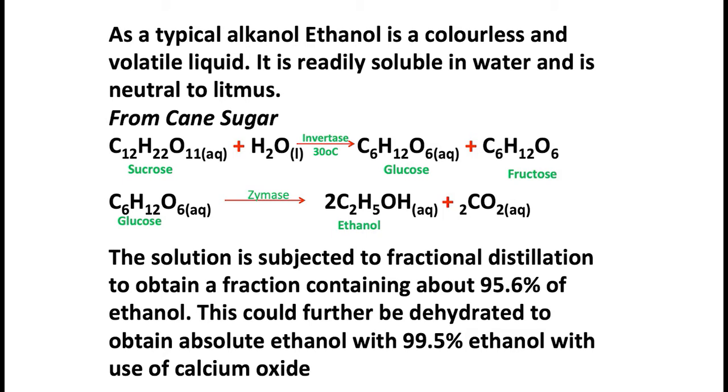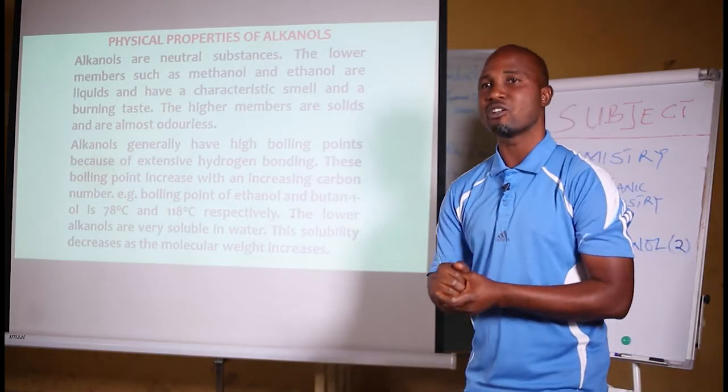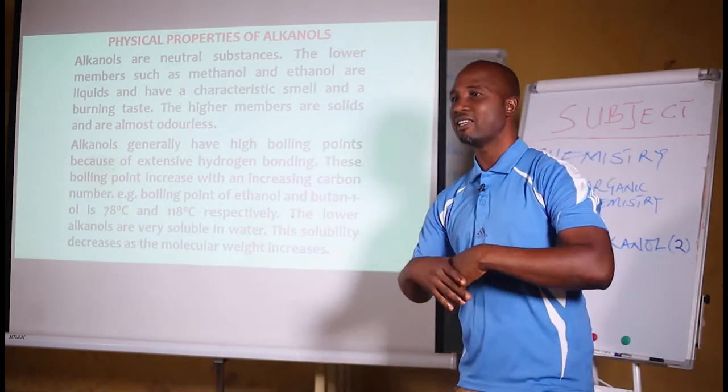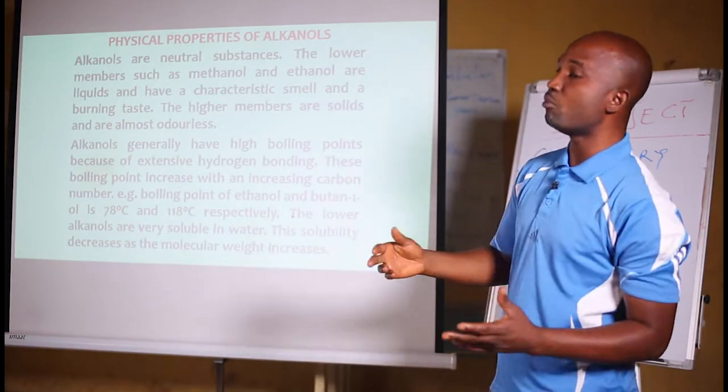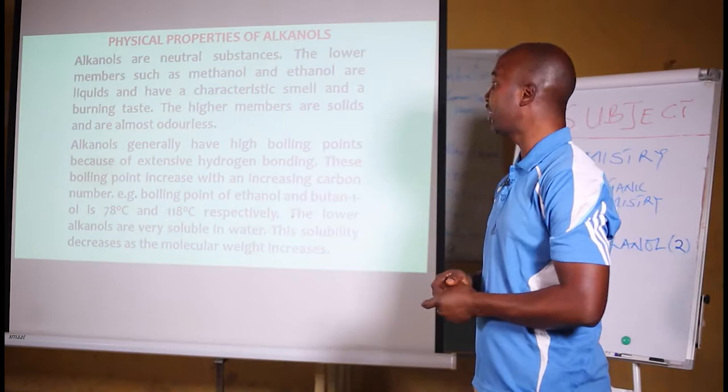Like I said earlier on, the solution is subjected to fractional distillation to obtain a fraction containing about 95.6% of ethanol. This could further be dehydrated with calcium oxide to obtain absolute ethanol of 99.5% purity. So this is so far how we can prepare ethanol in the laboratory. Like I said, in a homologous series, they have similar methods of preparation. So other members of the homologous series can be prepared as well.